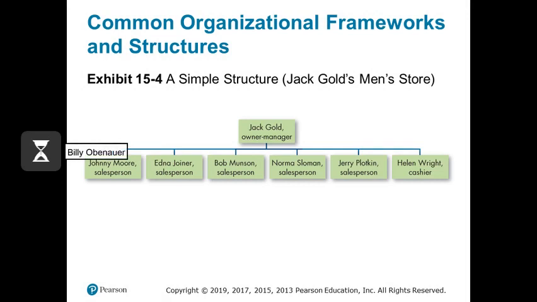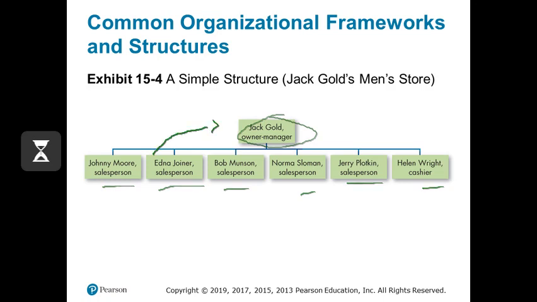This slide here just shows you an example of what a simple structure looks like from an organizational standpoint. And what you see here is that you have your owner, Jack Gold in this example, and all of our salespeople and our cashier all report to Jack. So even though the salespeople may do a very different job than the cashier does, they all report to the same person.